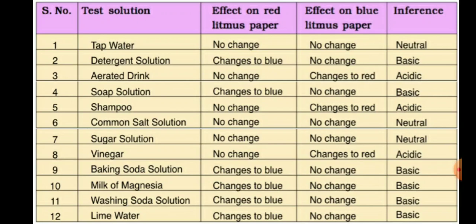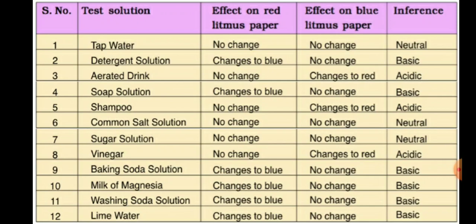Common salt solution. Okay, common salt that is used in houses, that is NaCl, sodium chloride. Effect on red litmus paper, no change. Effect on blue litmus paper, no change. Okay, and the inference is that it is neutral. Sugar solution, again no change on red litmus paper and no change on blue litmus paper. It is also neutral. Now comes vinegar. I told you that acids are present in lemon, curds and vinegar. So now it is understood that vinegar is an acid, so it turns blue litmus to red.